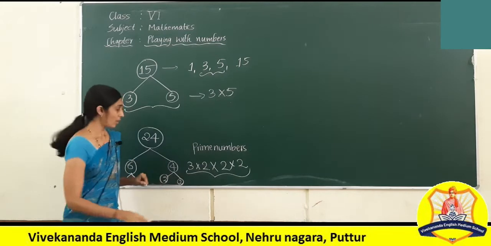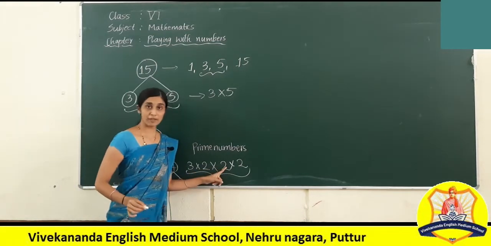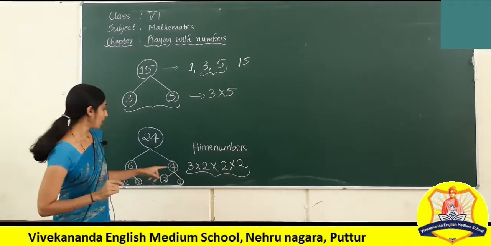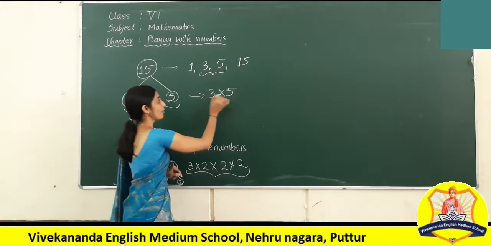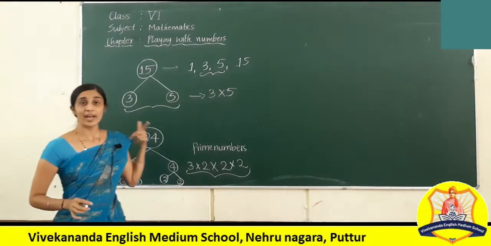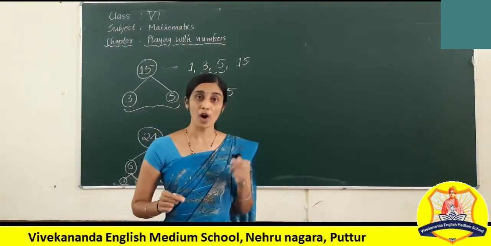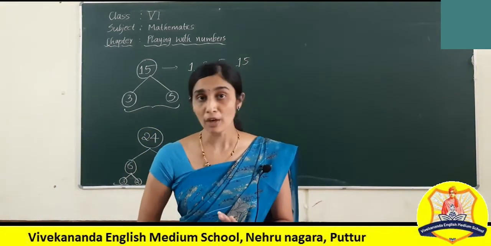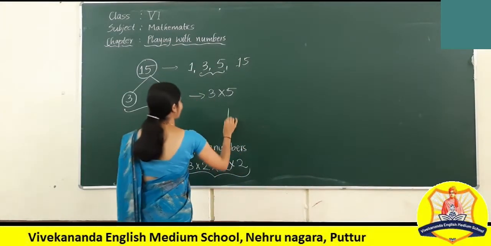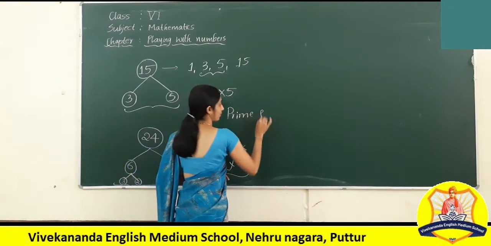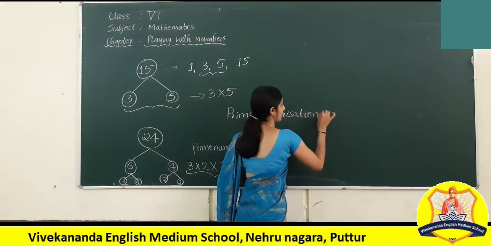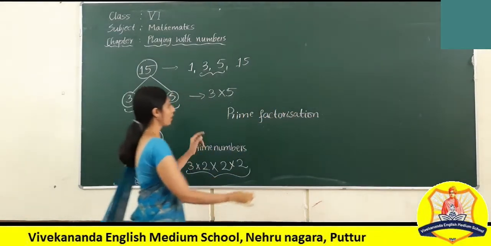Right? Whether 2 is a prime number? Yes, of course. 2 is a prime number. Only 2 which is even prime. Right. Next 3. Here 3 and 5 both of them are prime numbers. So, when a number is expressed in the form of product of prime numbers, we call it as prime factorization. I hope you are clear with this topic.